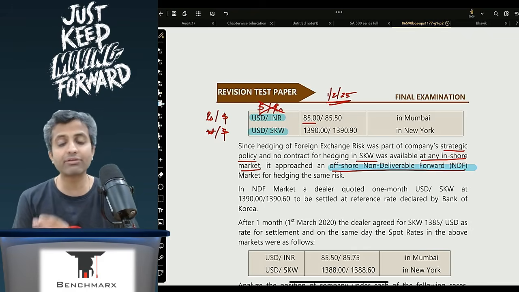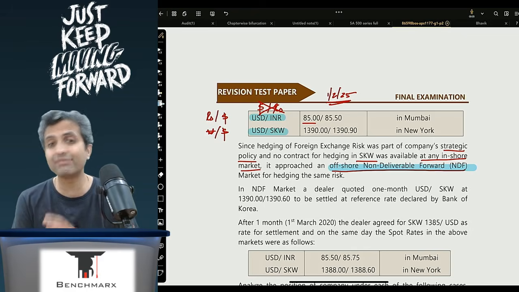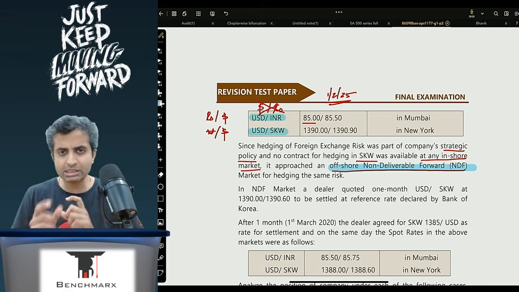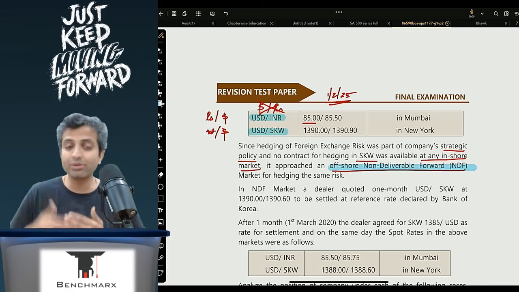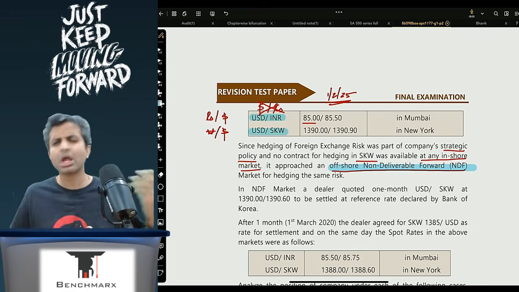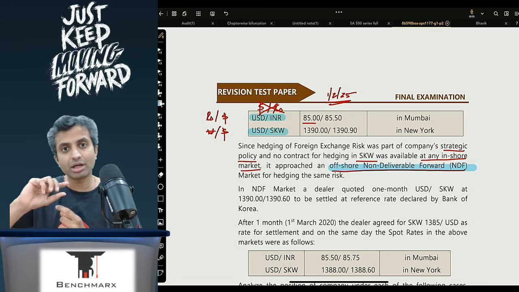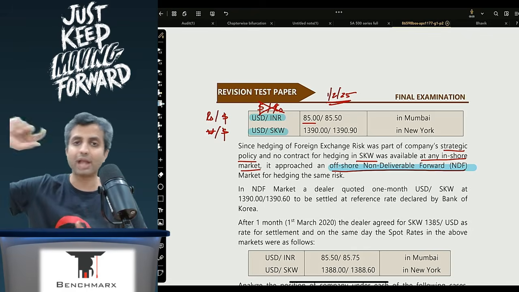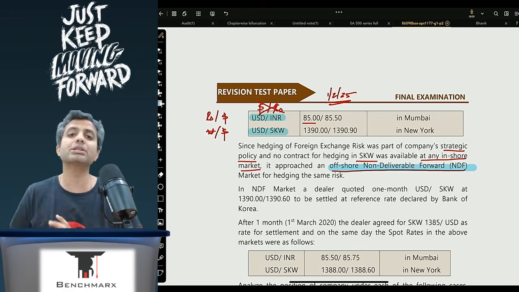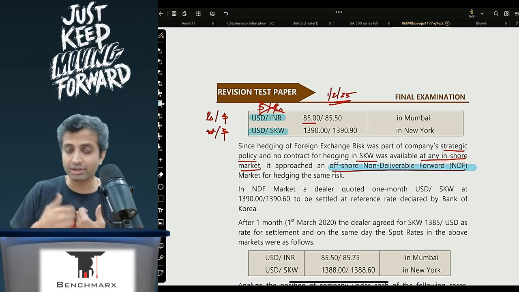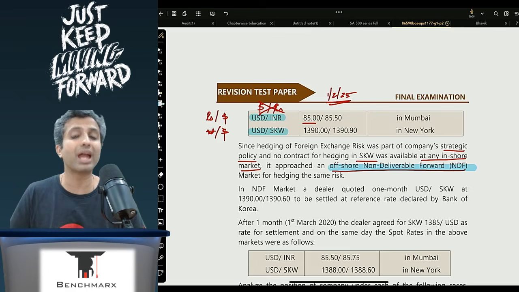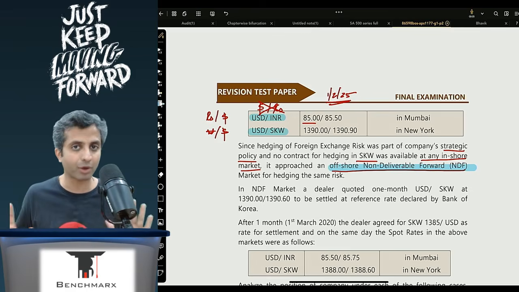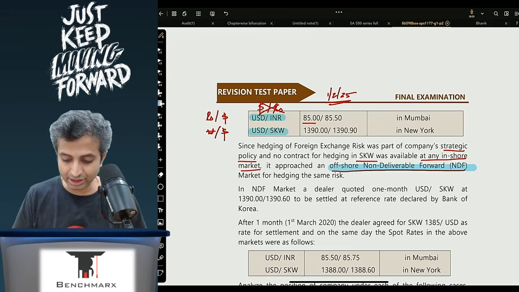However, it is clearly given that this is a non-deliverable forward, which means this is a forward like a future, I would say, which will net settle. There will not be a delivery, so there will be a rate at which probably I will buy, and the net settlement will happen at the expiry, where based on the difference between the rates, if I am gaining, I will receive, if I am losing, I will pay. So that is if I enter into hedging under the non-deliverable forward market for hedging the same risks.